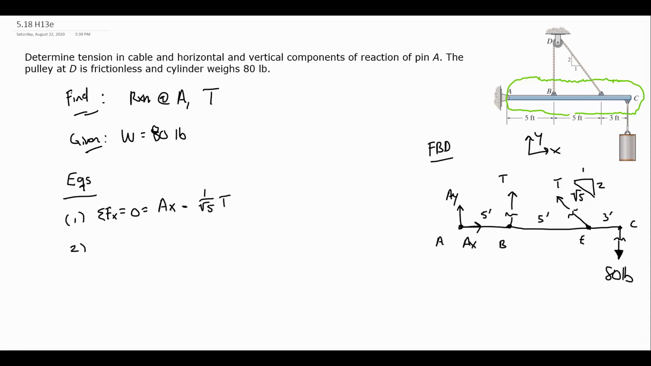I have one equation, two unknowns, so I'll move on and write more equations. Hopefully one of them will have only one unknown in it. In the y direction, I will have my Ay, no Ax. The first, at point B, I will have the tension pointing up. At point E, I will have the vertical component of that tension, so I'll have another T term. And then a minus 80 from the weight of the cylinder at the end.